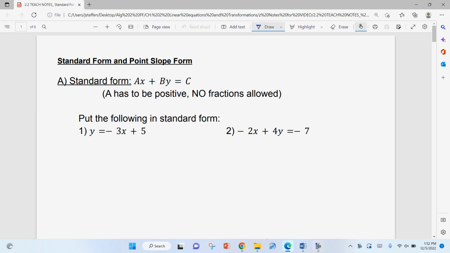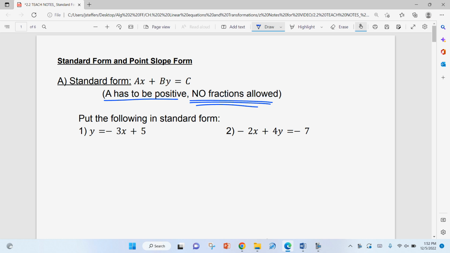This lesson is over standard form and point slope form of lines. So standard form is written up here, ax plus by is equal to c. The biggest thing with this that's a struggle is that a has to be positive and there cannot be any fractions. Those are the biggest things with this.